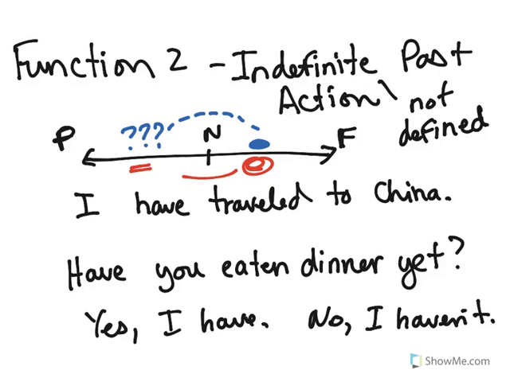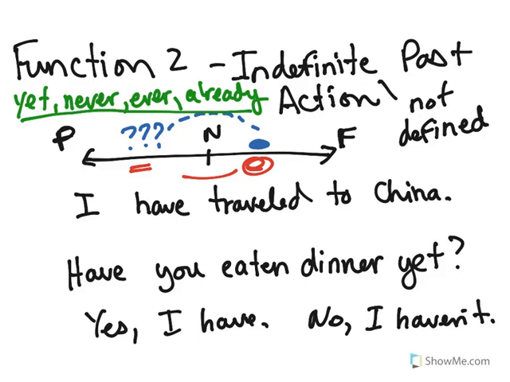Now, this is different than simple past, which we'll learn about in another video, but simple past always needs a definite time. You need to state exactly when it happened by using words like yesterday or last week. Instead, what we do with present perfect is we use words like yet, never, ever, already. All these words are kind of vague, not definite, kind of general. They don't tell us a specific time. So if you see these words, that's a pretty good clue that you're using present perfect tense.